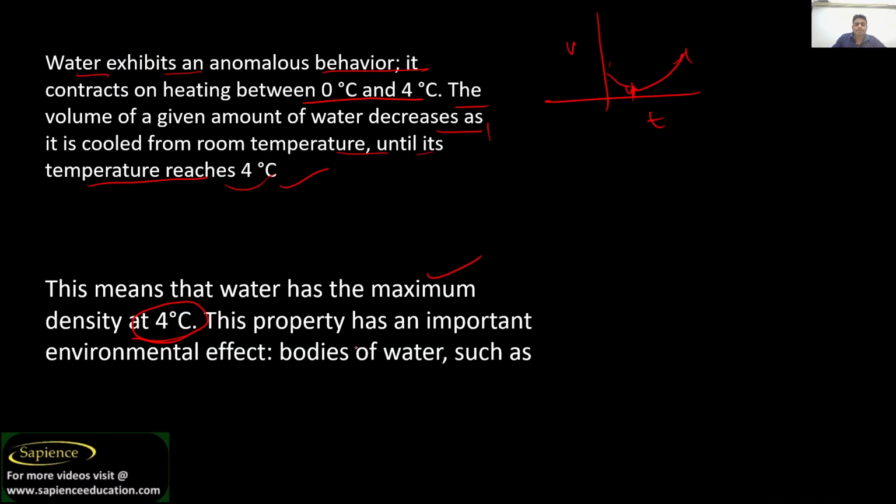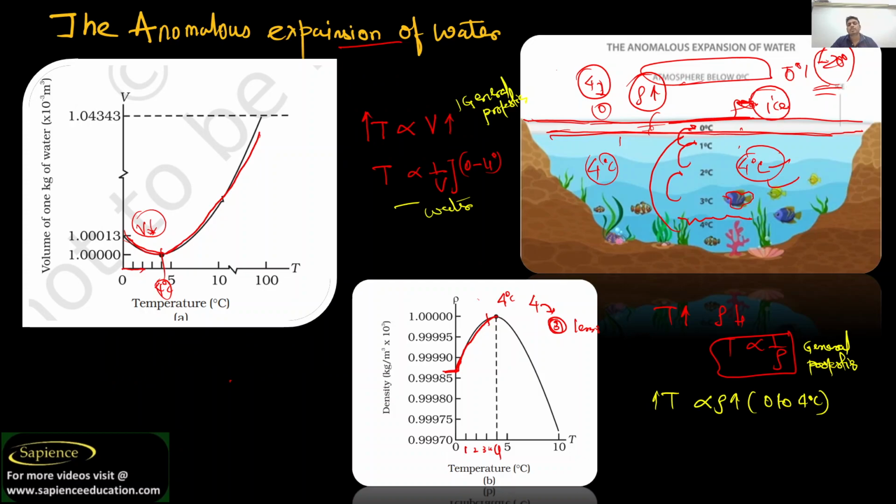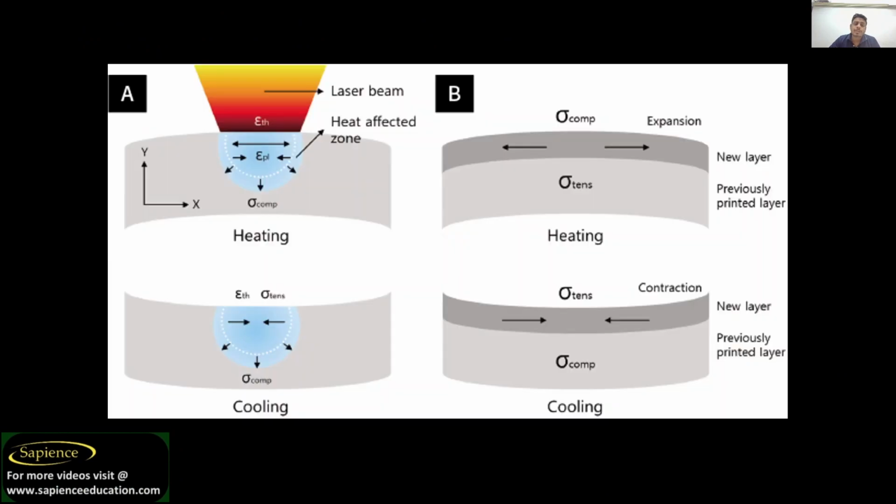Now, this property has an important environmental effect on water bodies. So in any lake, animals can exist. So this is the anomalous expansion of water. Got it? Now let us discuss thermal expansion. This is the thermal stress and thermal expansion.